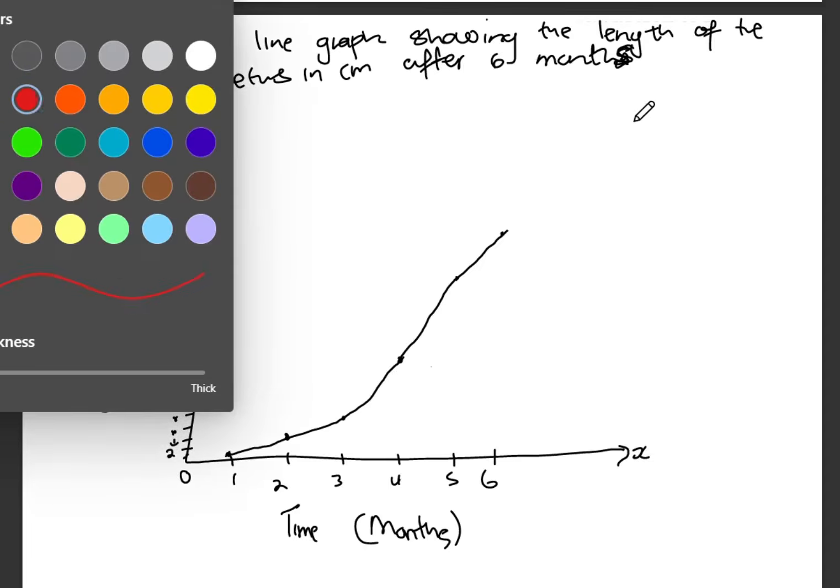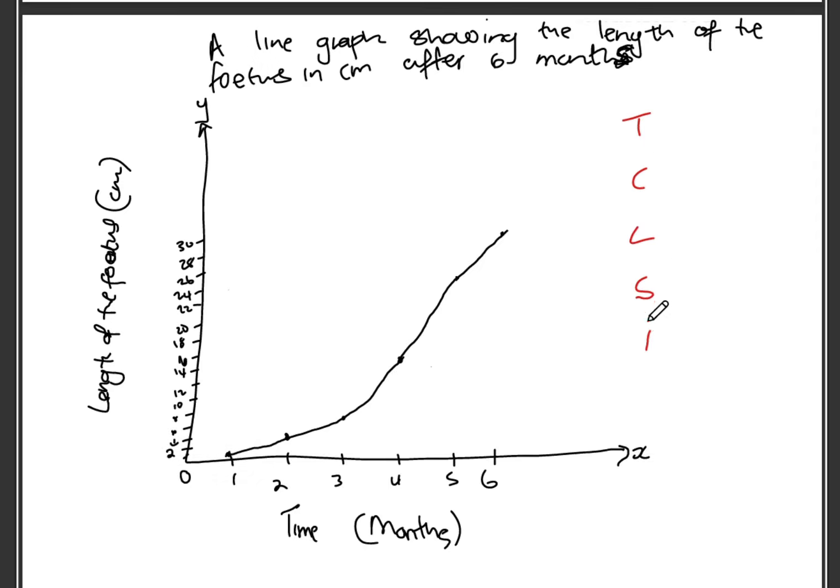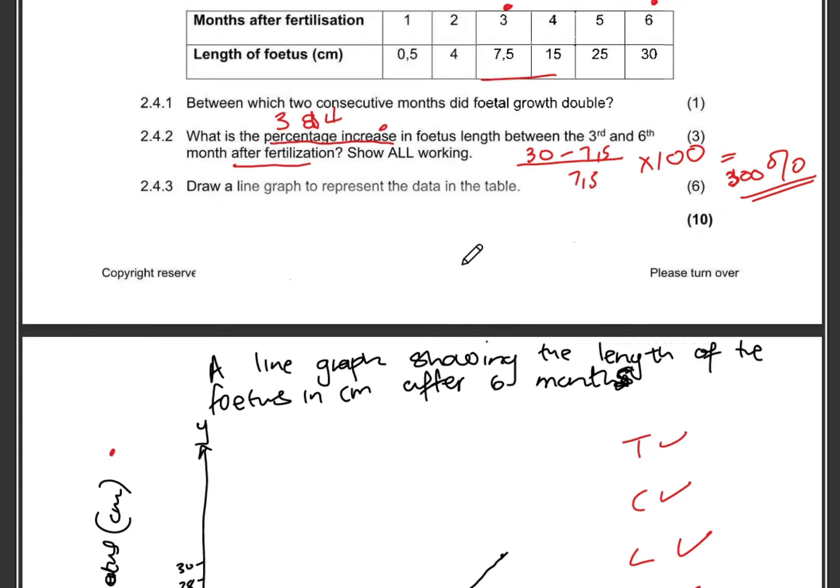Let me show you how this will be marked. TCLSP. T is the type of graph: line graph, 1 mark. C is caption: a line graph showing the length, that's your heading. L is labels: you've labeled your x-axis and your y-axis with the units. S is scale: your scale increments, scale lines and everything for both the x-axis and the y-axis, with equal intervals, and you get a mark. P is plotting: all the points plotted correctly, that is 2 marks. Okay, we're done.